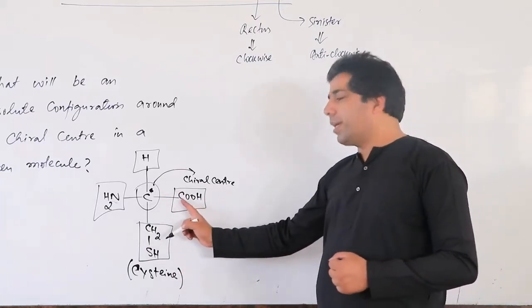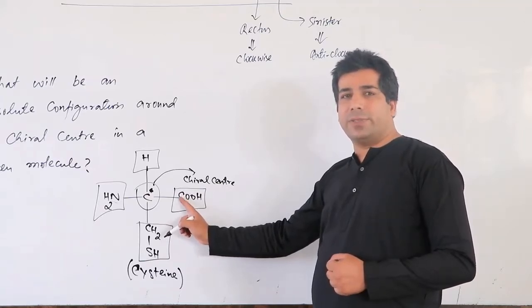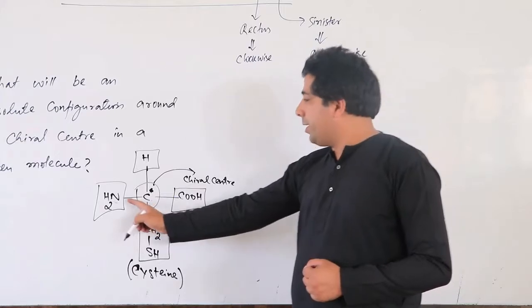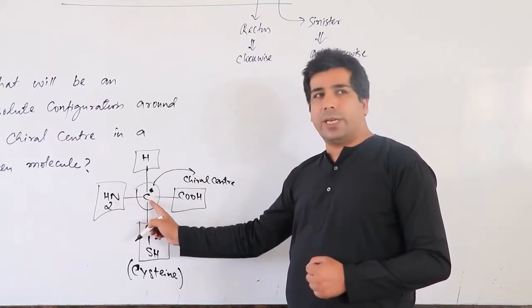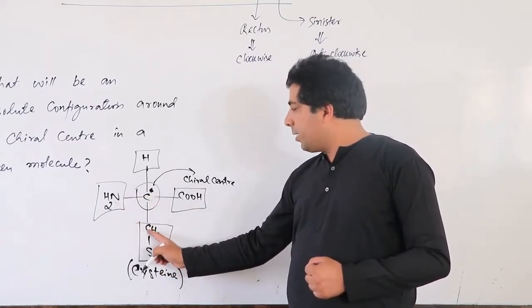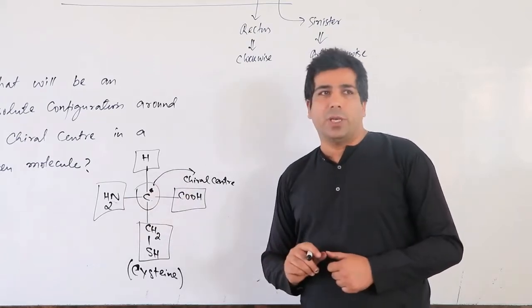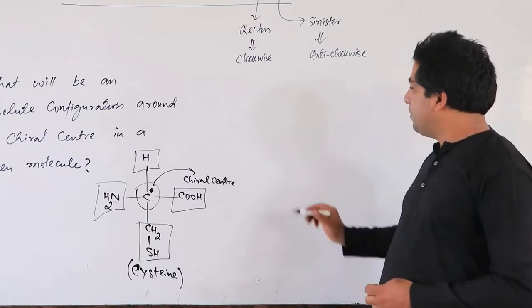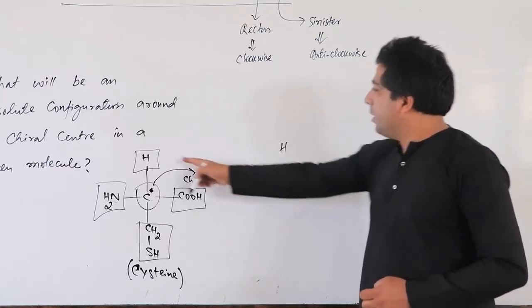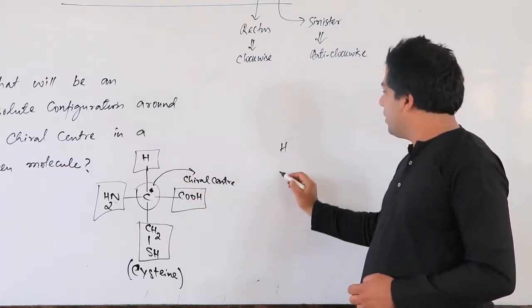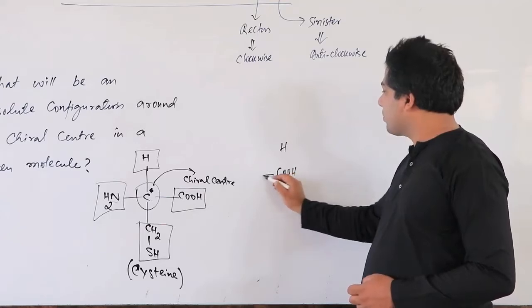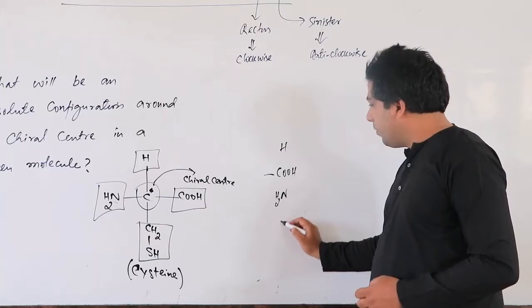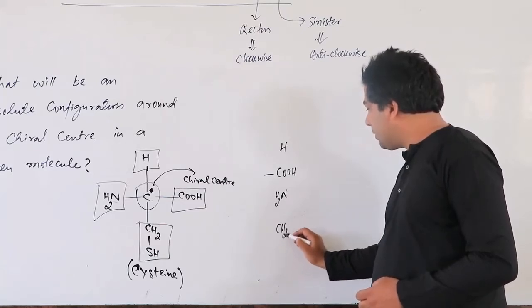If you look here, the carbon is directly attached to the chiral center. Here hydrogen is directly attached to the chiral center. And here nitrogen is directly attached to the chiral center, and here the carbon is attached to the chiral center. So, my dear friends, we have hydrogen in this case, second in case of COOH, then we have NH2, then we have CH2SH.